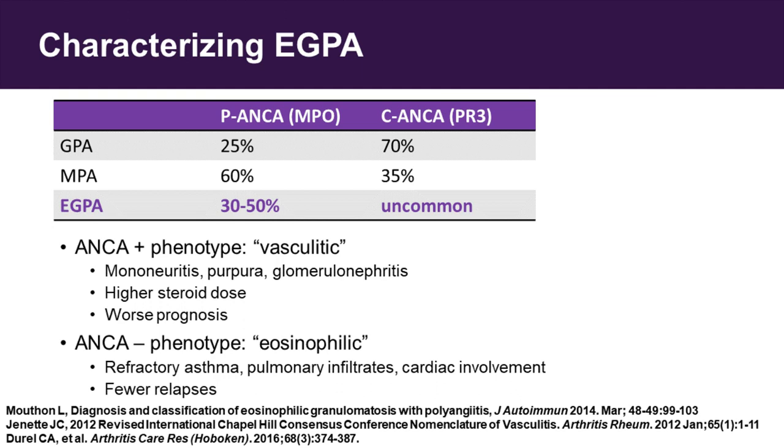And in EGPA specifically, when we're talking about ANCA positive versus ANCA negative EGPA, there are some different classic manifestations that you're looking for. So ANCA positive, you're thinking of a more vasculitic phenotype. So you've got more mononeuritis, so nerve involvement, more purpura, and more glomerular nephritis, so renal involvement. Usually these patients need higher steroid doses, and they tend to have a worse prognosis. The ANCA negative phenotype is thought of as eosinophilic, and these patients tend to have more of what you would think goes along with that: refractory asthma, pulmonary infiltrates, and cardiac involvement, and they tend to have fewer relapses. Now, that doesn't mean that somebody with ANCA negative disease can't have renal involvement. These are just patterns that we found between these groups of patients.